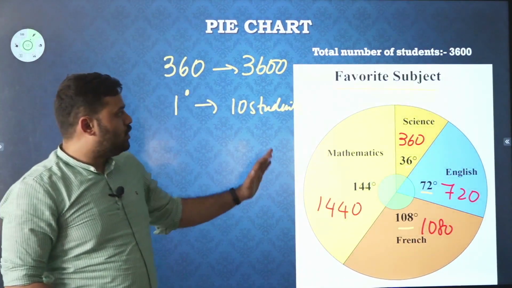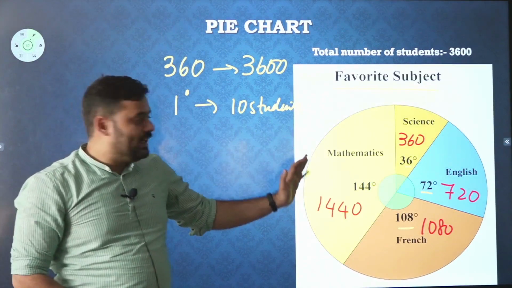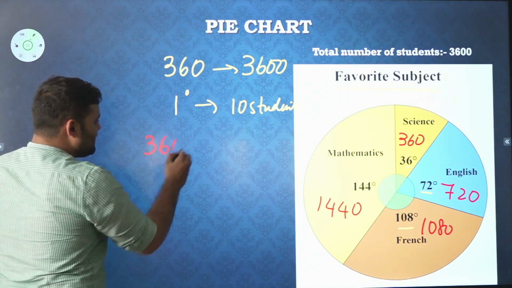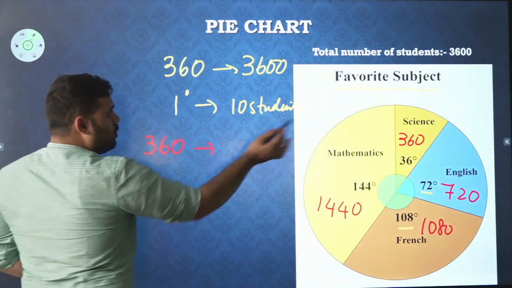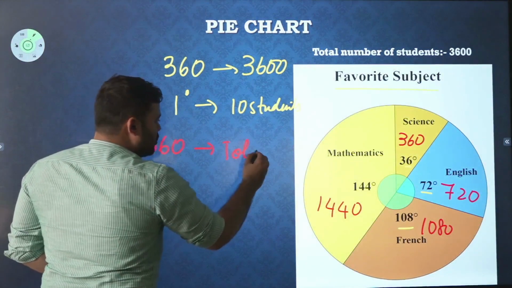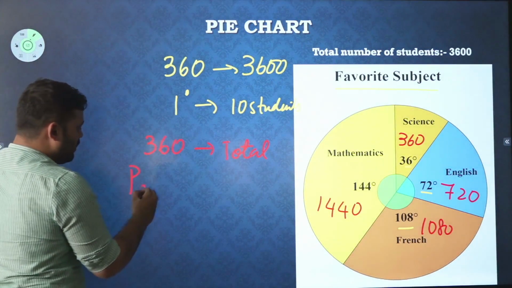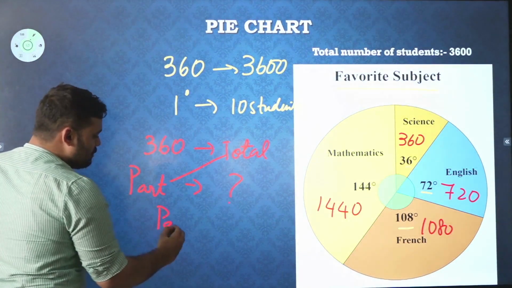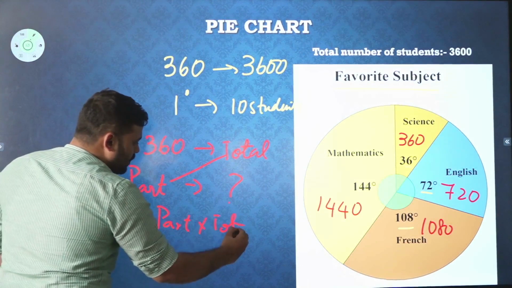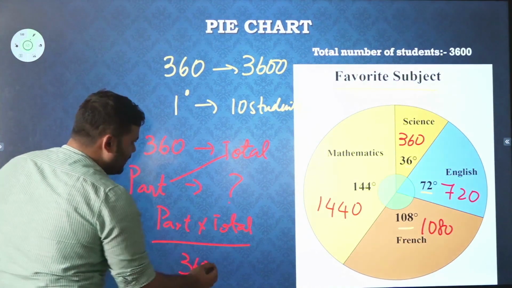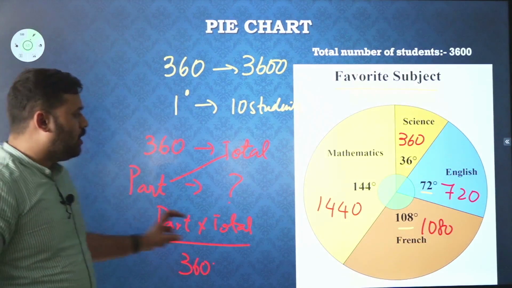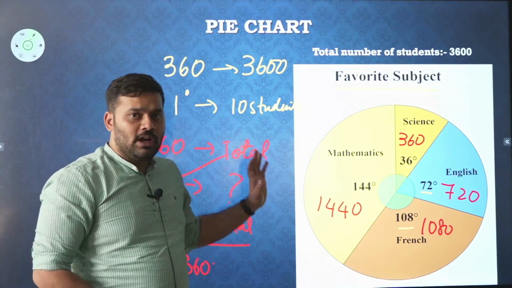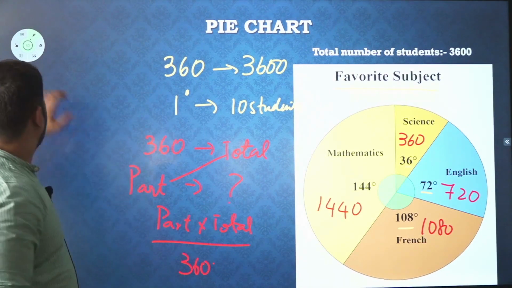So now I hope you got how to find out the value of each part. It's very simple. Just take this 360 degrees will be equal to the total. So each part will be equal to how much? You just cross multiply this part into total by 360. You will be getting the value of the unknown part. More later on when I'm doing problems, you'll get better at it.